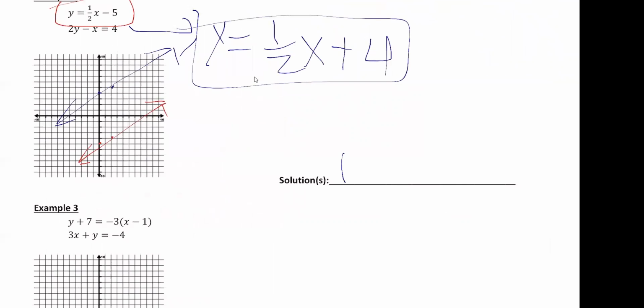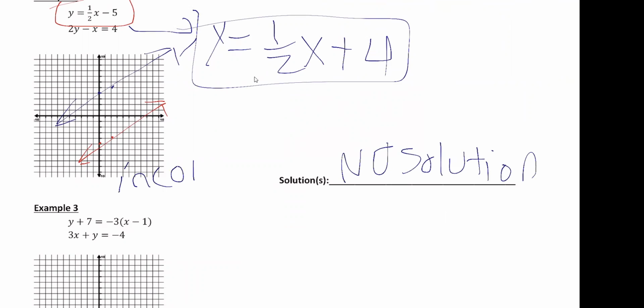And there's no solution because they don't cross. And if we were going to classify, we would say that this system is inconsistent because they don't intersect or have any solutions.